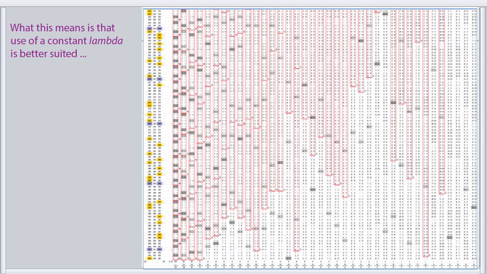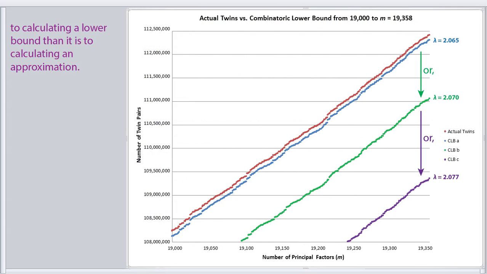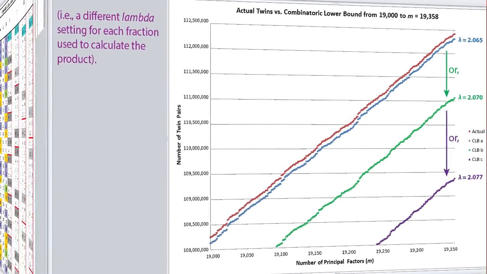What this means is that use of a constant lambda is better suited to calculating a lower bound than it is to calculating an approximation. To calculate an approximation, we must use a floating lambda, that is, a different lambda setting for each fraction used to calculate the product.